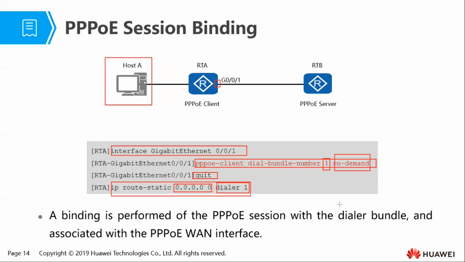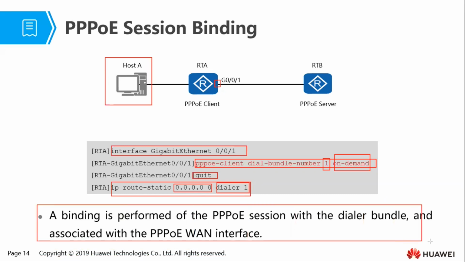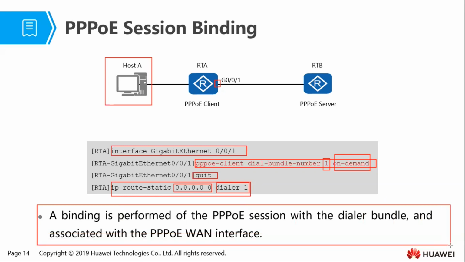That's why we are using the any-cast address 0.0.0.0 with a mask of 0. So: ip route-static 0.0.0.0 0 dialer 1. That is what we are simply telling the router. So a binding is performed for the PPPoE session with the dialer bundle command, and associated with the PPPoE interface, that particular interface, GE0/0/1, that is connecting us to the wide area network.